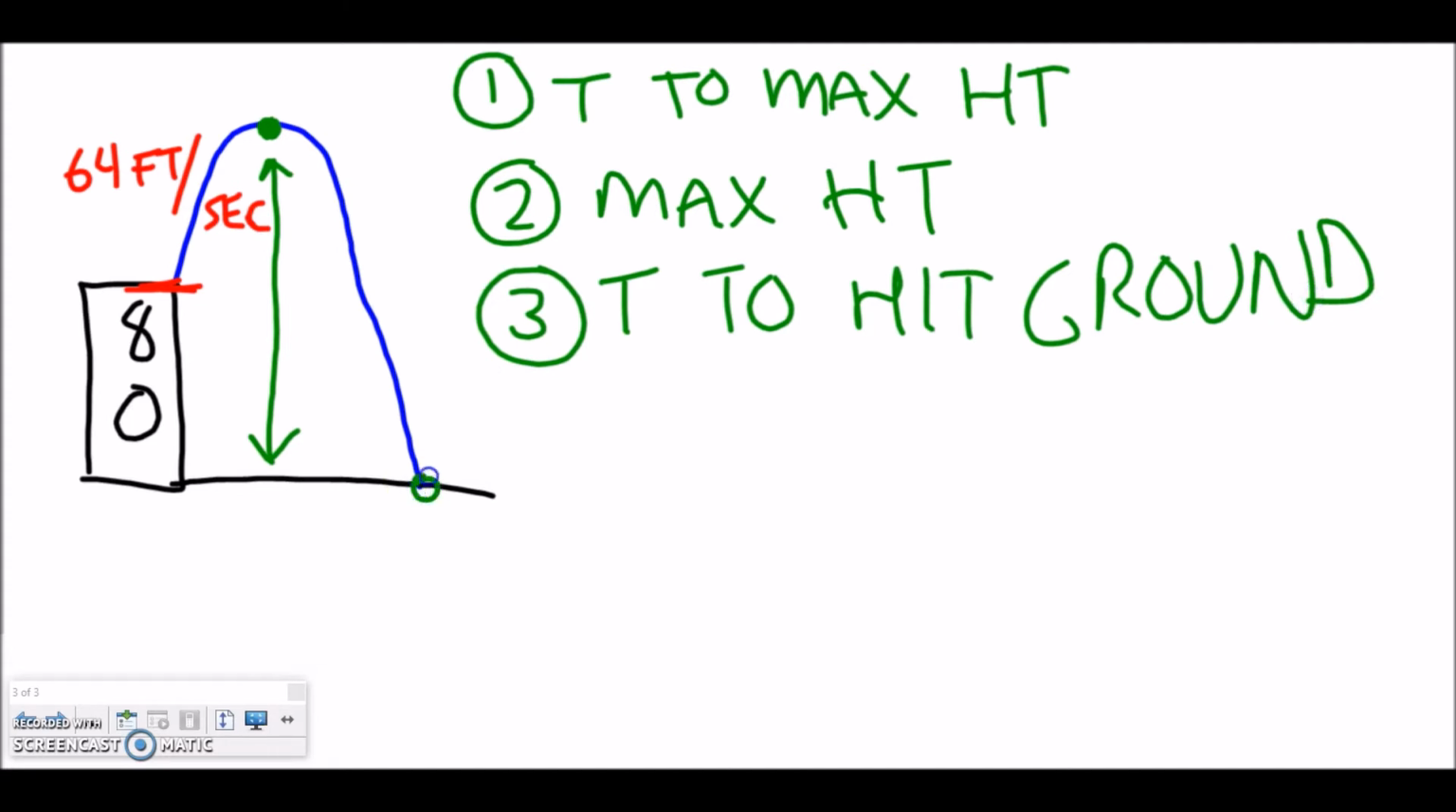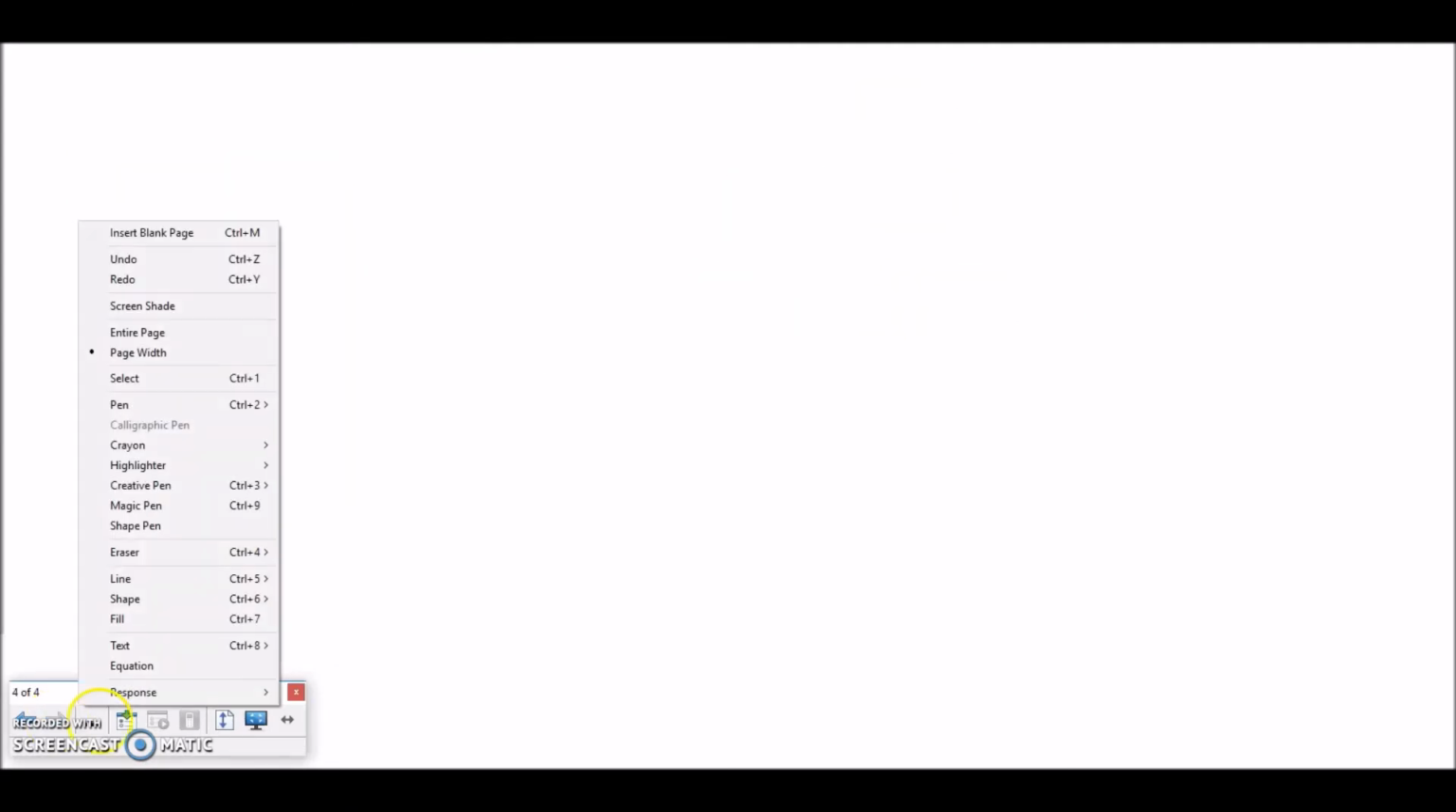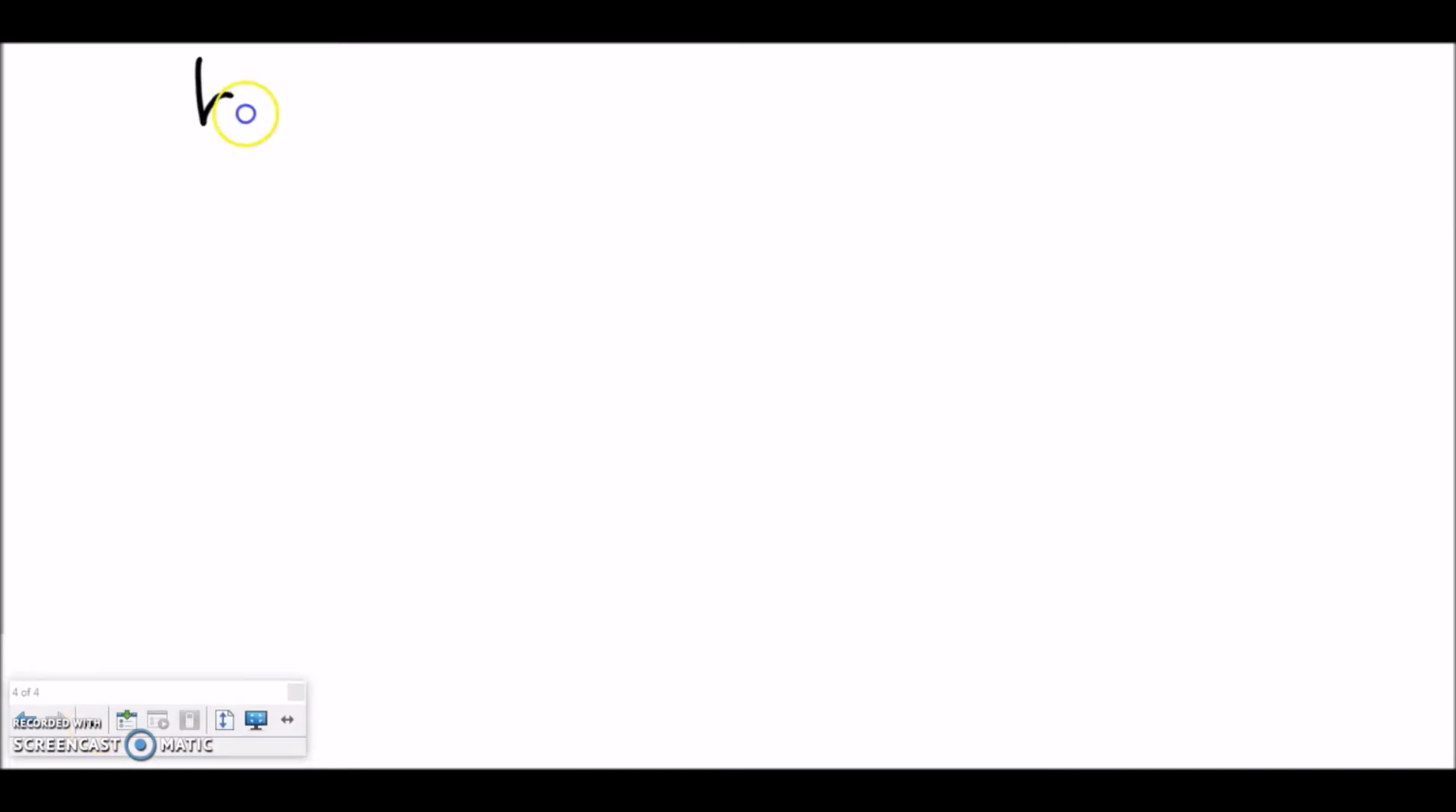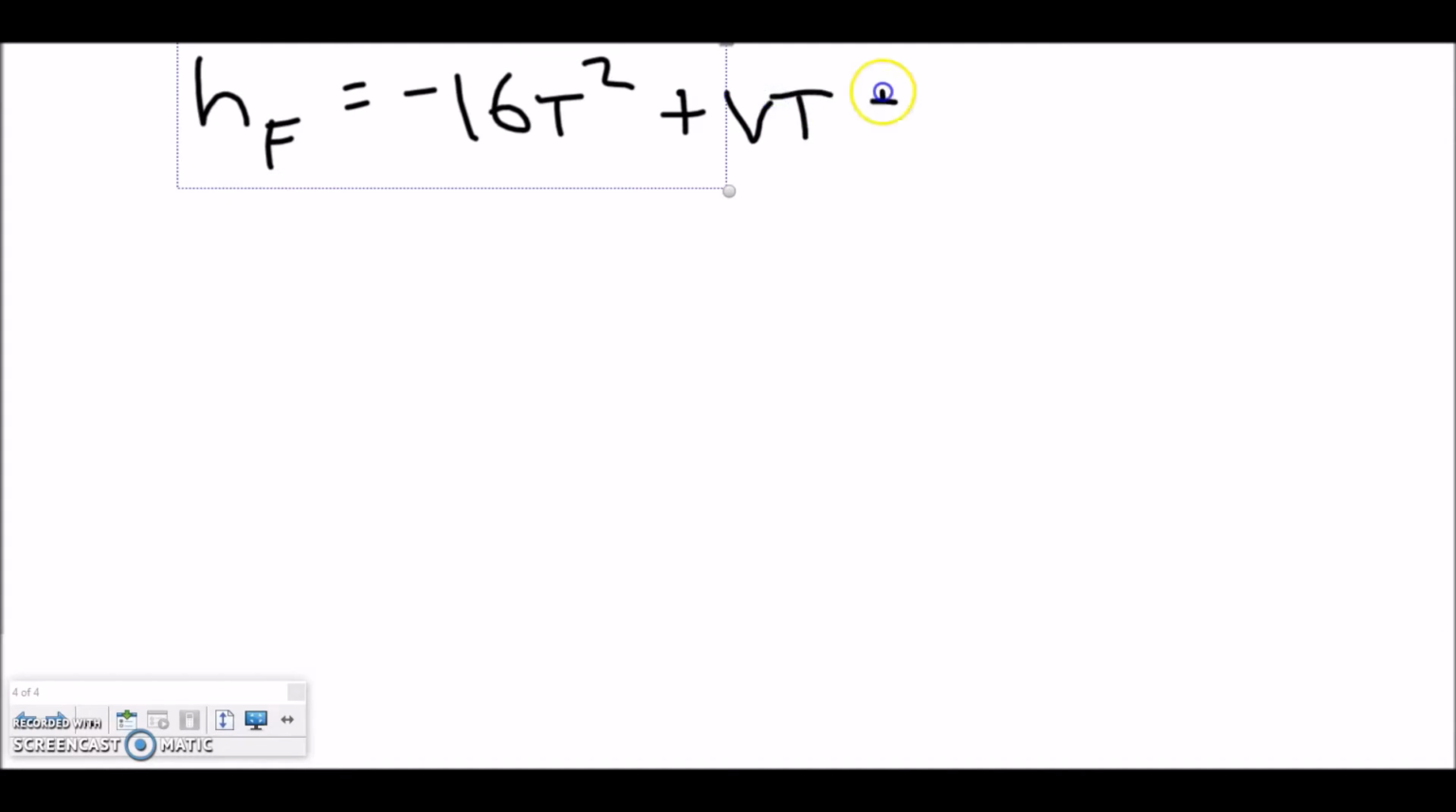So we want to know how long until the top, how long till it hits the ground, and what's the distance from the very top of the arch to the ground. All right, those are the three things we're going to find. We're actually going to do them in that order. Well, first, let's take our original equation. The final height equals negative 16 t squared plus velocity times time plus the initial height.